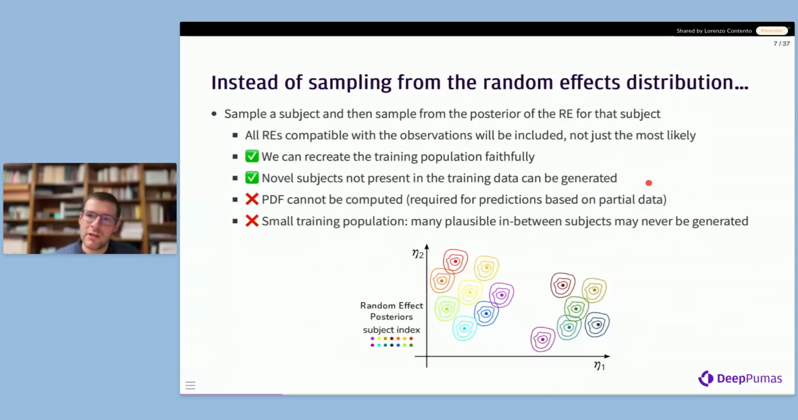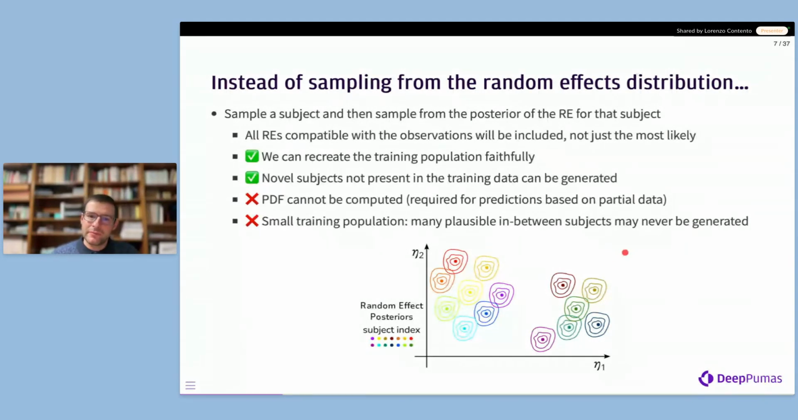The second point is that, especially if we have a small training population, the problem of underestimating the variability is still there. While we can generate more subjects than before, as you can see here, for example, we still have some places between the posteriors that are not covered by them, but could still be linked to plausible values of random effects.